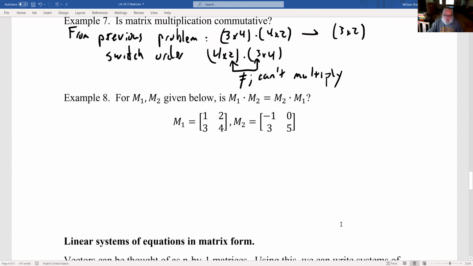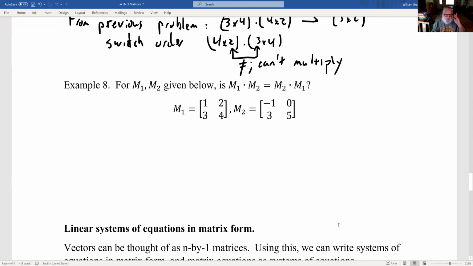But it's even worse than that. If you have two matrices that can be multiplied in either direction, they might not actually multiply out to be the same. What's M1 times M2 here? Well, this is a 2 by 2 matrix. This is a 2 by 2 matrix. So we're going to get a 2 by 2 matrix as a result, right? These two are the same, and so we'll end up with a 2 by 2.